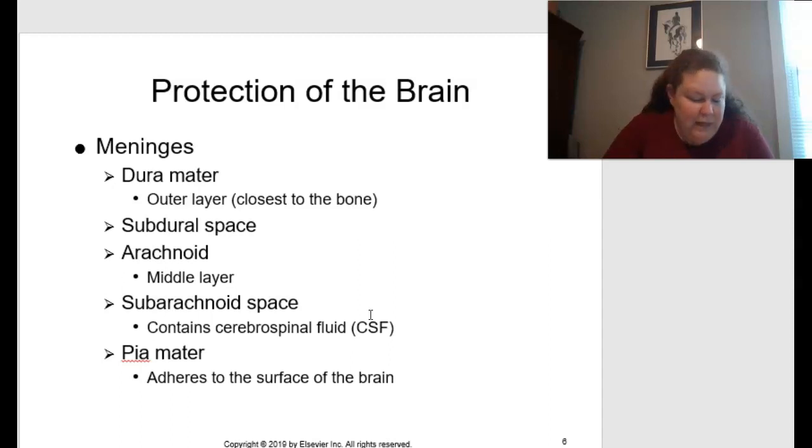So, to talk about the brain specifically to start out, because this is what rules everything, right? First, we have to protect it. We have a lot of protective mechanisms. You have the skull, you have these meninges, which we're going to talk about, and then we have the cerebrospinal fluid, which is coming up too.